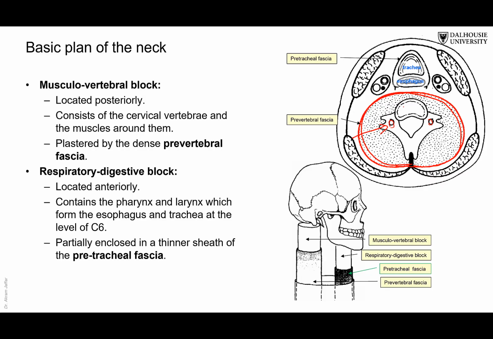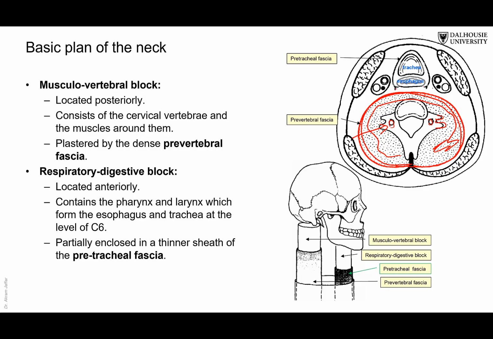Also, you can see that the transverse process has anterior and posterior tubercles. And I'm going to come to this point in a moment. So we have two blocks, a musculovertebral block. These are muscles. They surround the vertebrae. They are called prevertebral muscles, although, as you can see here, not all the bulk is in front of the vertebrae, and some of them are on the side, some of them are behind, but it is called prevertebral muscles, and the fascia that surrounds them is called the prevertebral fascia. It's a very thick fascia.